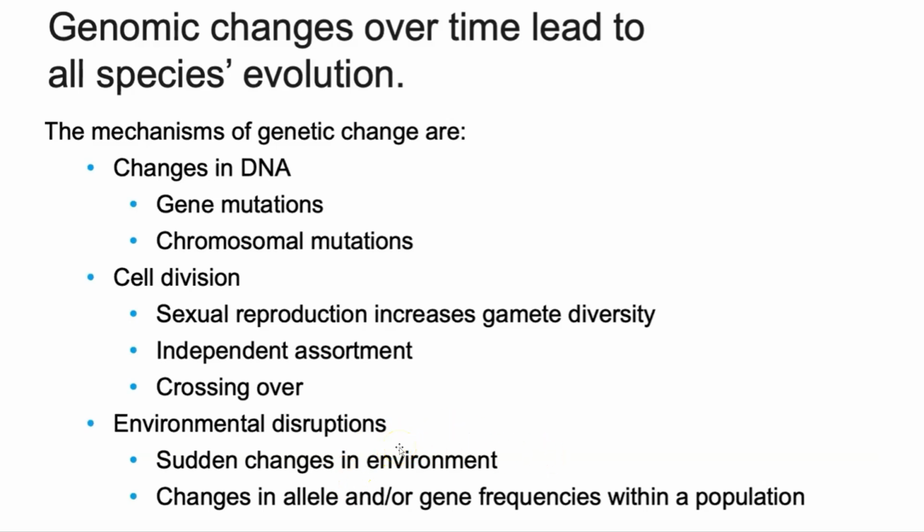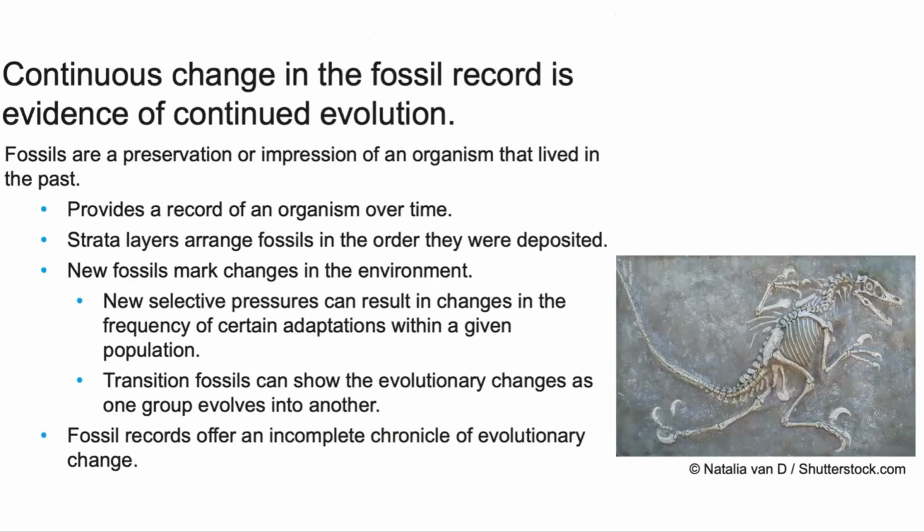And then environmental disruptions. The environment is changing. In ecology, we'll talk about global warming. And so these will put different pressures on populations and cause them to change, maybe even rapidly, or maybe lead to extinction possibly. Continuous change in the fossil record is evidence. Fossils are a preservation or an impression of an organism that lived in the past. They provide a record of an organism over time. Strata layers often arrange fossils in the order that they were deposited. There's some interesting data that shows that's not always the case. If you want to look on, I can talk to you about that in class.